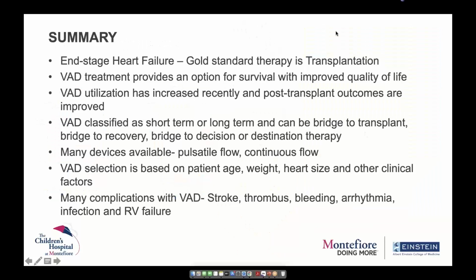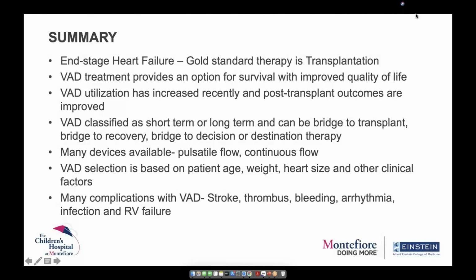So in summary, end-stage heart failure in pediatrics, the gold standard therapy is transplantation. VAD treatment provides option for survival with improved quality of life, and that is the most important part of ventricular assist devices. VAD utilization has increased recently, and post-transplant outcomes in the current era have actually also improved, and the waitlist mortality has gone down significantly in the current era of pediatric VADs.